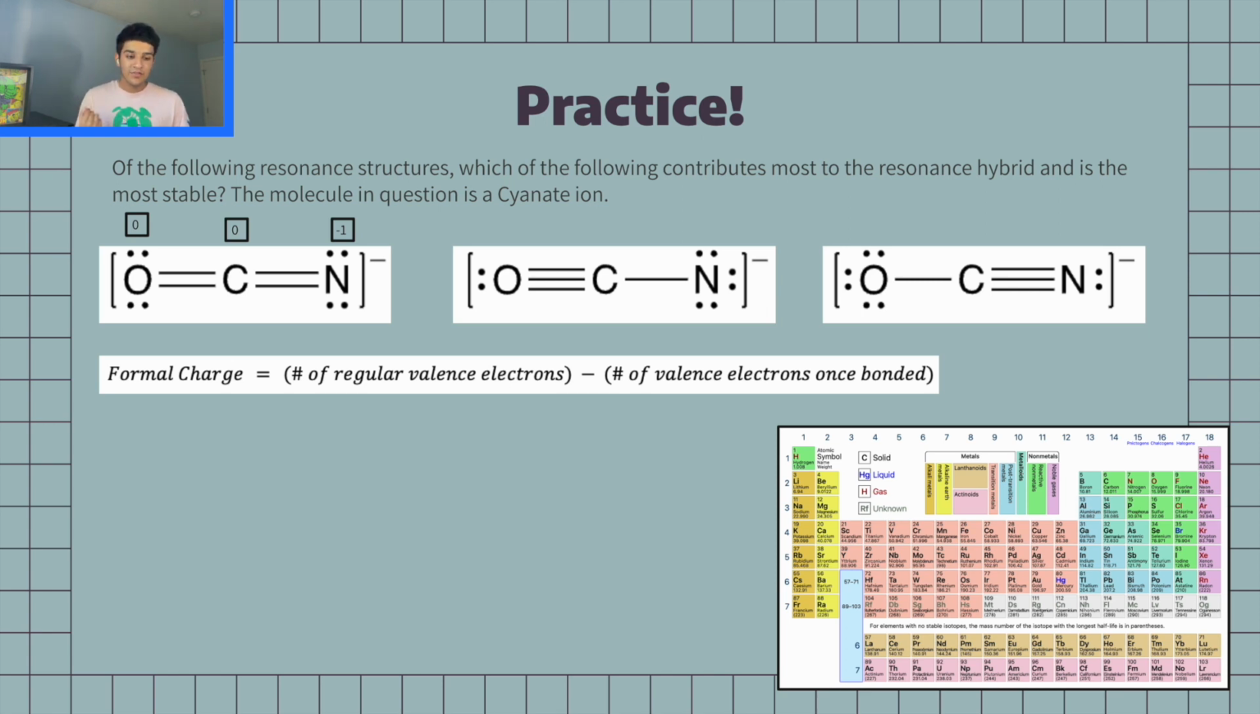All right, I'm assuming you guys are giving it a shot, so these are the answers. And once again, I just used the formula and plugged in the number of regular valence electrons minus the number of valence electrons that each atom has once it has bonded within the molecule.